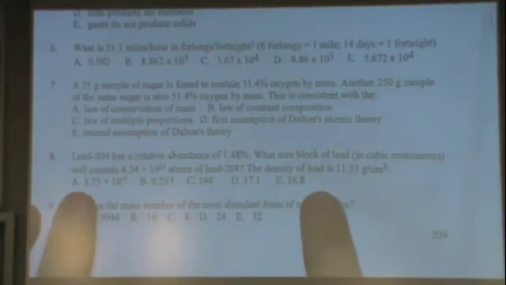Now, 209, number 8. This one. Do you want me to run through it, or did you have a particular question? So for this, I have to move this out of the way. I have lead 204, I think. It has an abundance of 1.48%. Of all lead, this is less than 2%. That's what that means.